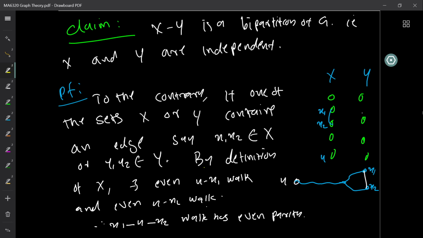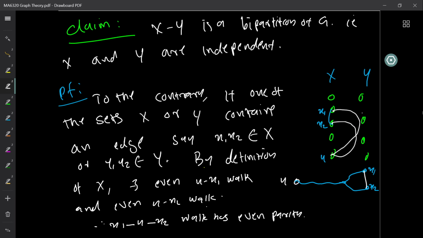So again, to prove this, we assume to the contrary that there is some edge in either X or Y. Let's say that there is an edge x1, x2 in the set X. Now, I claim that this contradicts the assumption that there is no odd cycle. Why is that? Because by the definition of X, we defined x1 and x2 to be in the set X because there is a u to x1 walk of even parity, and there is a u to x2 walk of even parity.